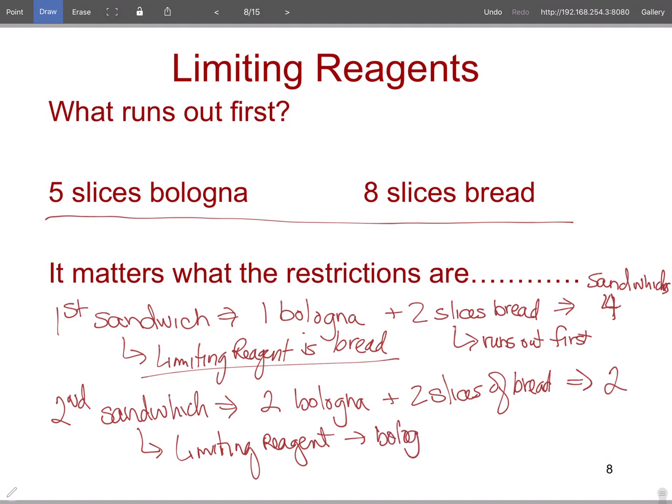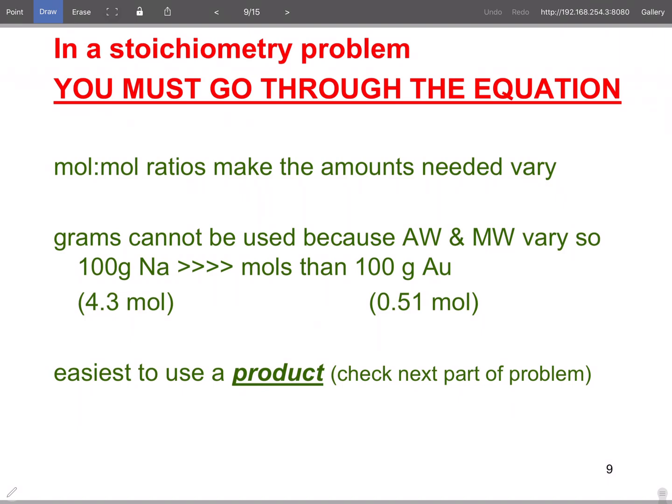So the question is how do you know what's your limiting reagent? Well, it's actually really easy. It's the equation. The equation is what dictates what you can and cannot have and stop at. Because it is a stoichiometry problem, you have to go through the equation. You can't just look at it and say, oh, I got 5 slices of bologna, therefore it's not going to be the limiting reagent.